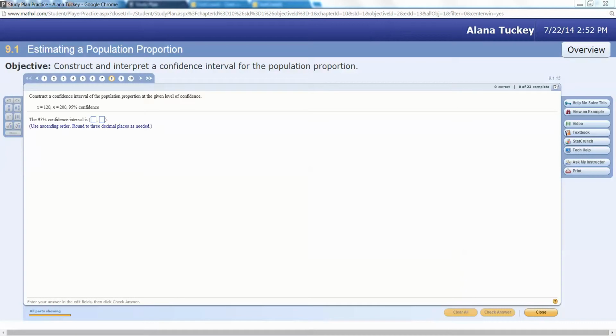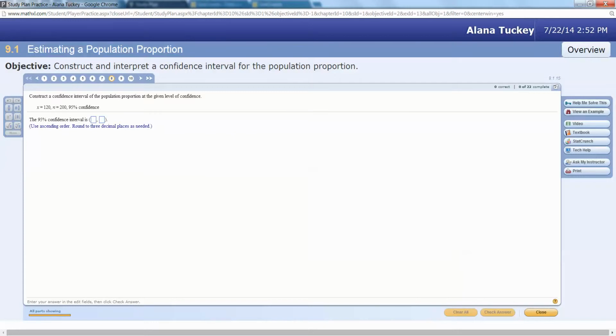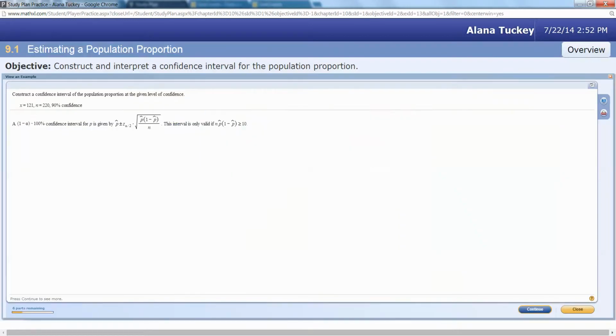Okay, so we want to construct a confidence interval for the population proportion P at the given level of confidence. So X equals 121, N equals 220, and we want 90% confidence.